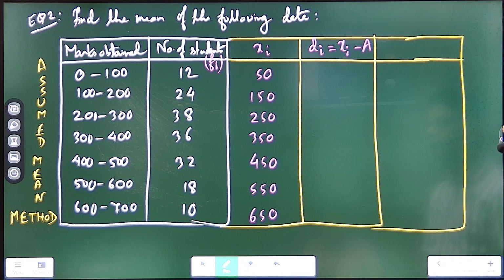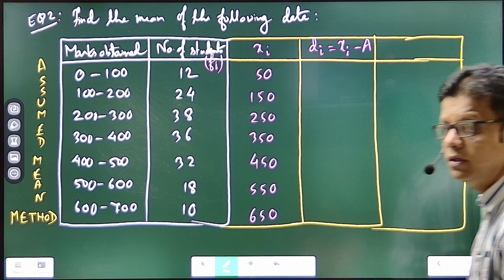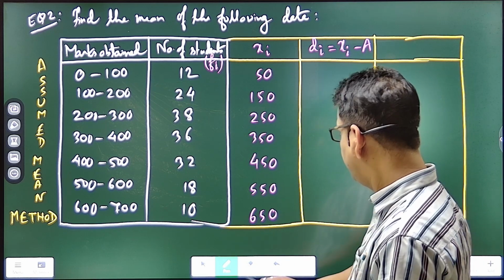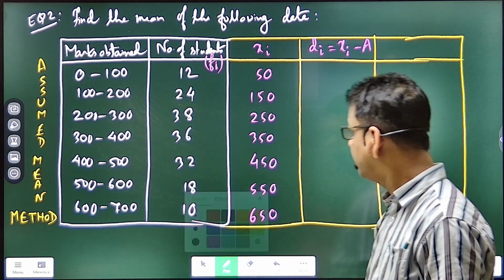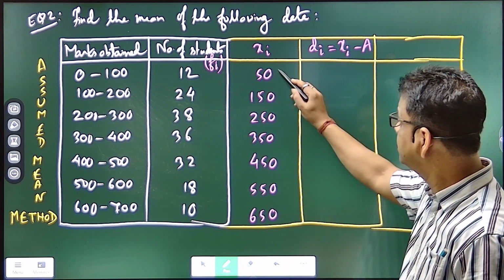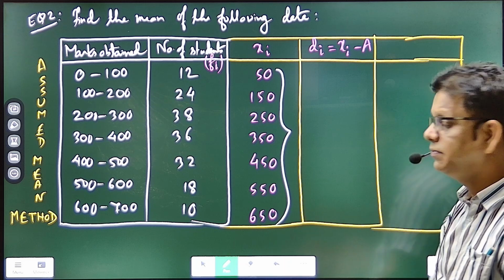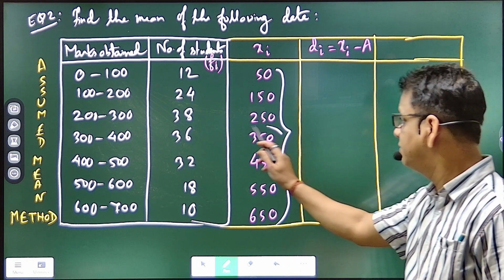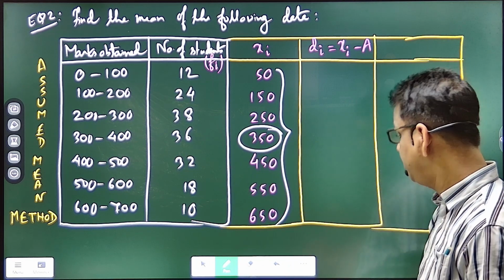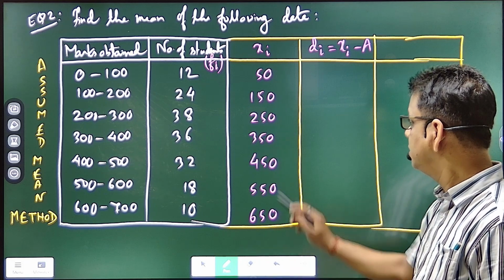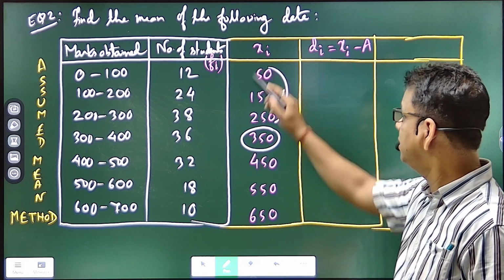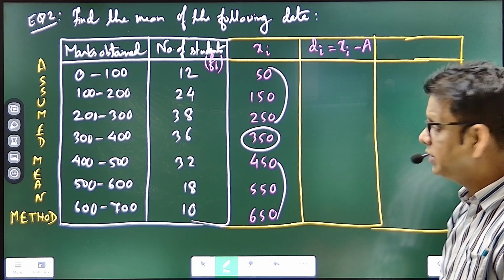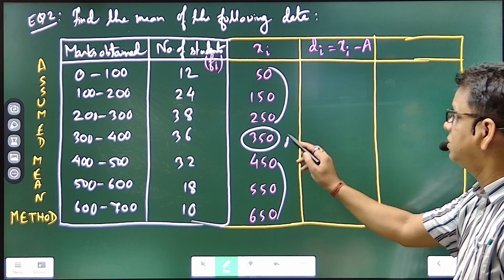Now look at the board. Can I start? Okay. Now assumed mean, try to understand, is not that difficult. Assumed mean is the middlemost value here. Which is the middlemost value? Exactly 350. So this is your assumed mean. Now just a minute, try to understand. This 350 is the middle, because this side 3, this side also 3. So this A will be this 350.